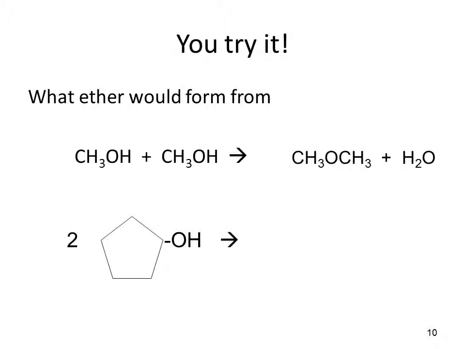If you have condensation of two methanols, as we're showing here, water would be removed and you would have a methyl on either side of an oxygen, and two methanols form dimethyl ether. If I look at cyclopentanol, two cyclopentanols would be joined together so that there's a cyclopentyl on either side of the oxygen, and we call it dicyclopentyl ether.